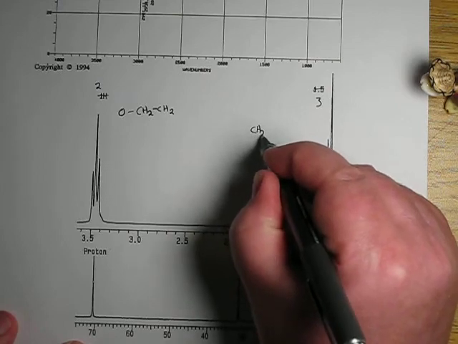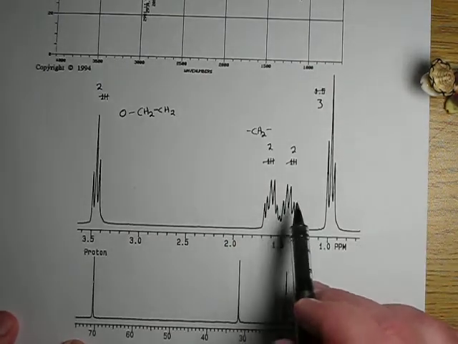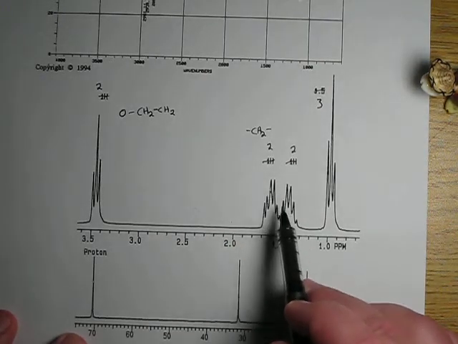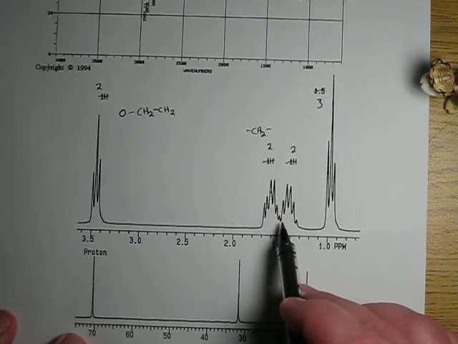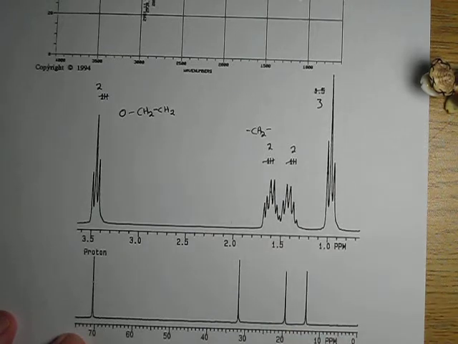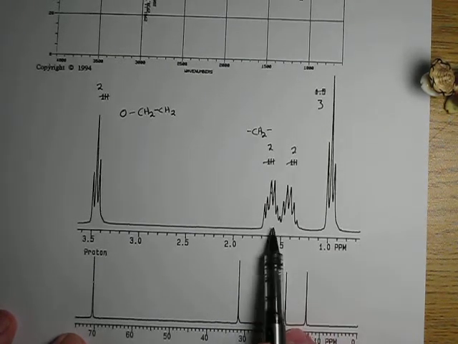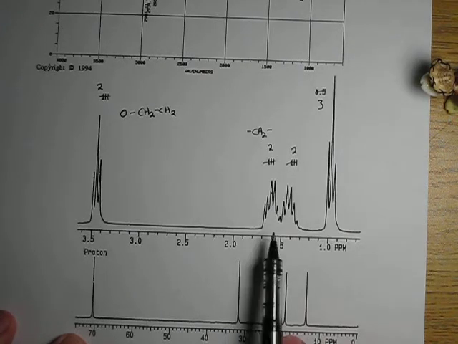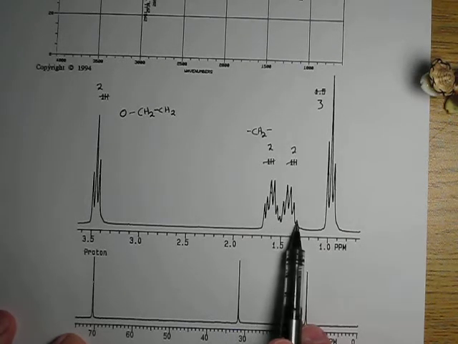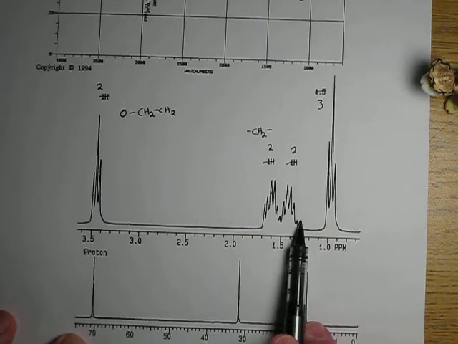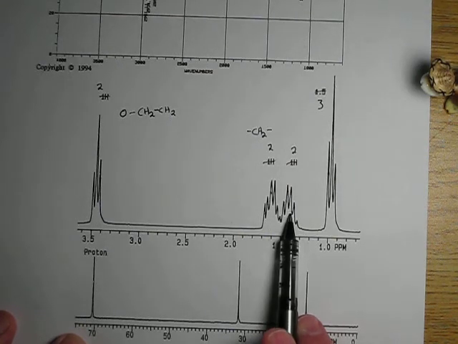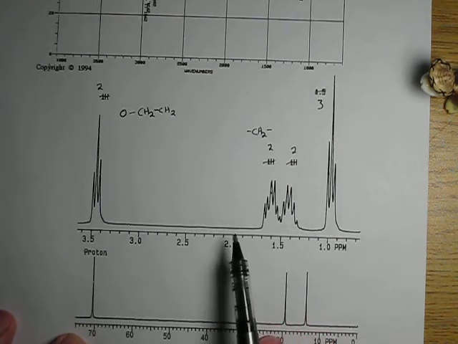That's a CH2. What's on the other sides of it? Ooh, check out the splitting. 1, 2, 3, 4, 5. Does that guy belong with this one? Does it belong with that one? I have no idea. It's right here. Does it belong with this one, or does it belong with this one? The fact that it's small and roughly the same size as this one, I'm thinking it might belong to this one, but I can't be sure.